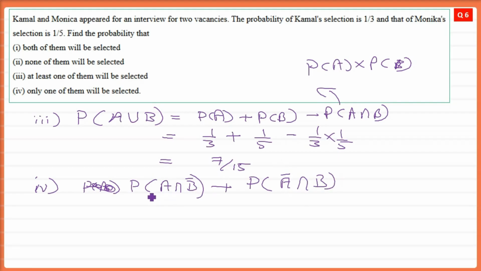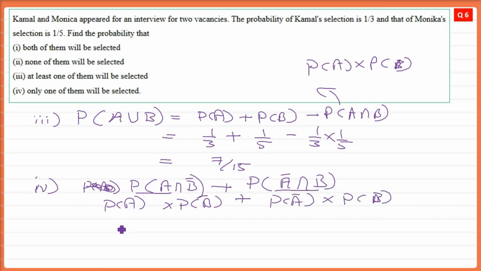Only one of them. Now these are independent events. So you can just write P(A intersection B bar) as P(A) multiplied by P(B bar). And for the second case, it will be P(A bar) multiplied by P(B). P(A) is already given in the question, 1 by 3. P(B bar) we have already computed, it's 4 by 5. P(A bar) we have already computed, 1 minus 1 by 3, 2 by 3. And P(B) was 1 by 5, already given in the question. So just write 1 by 5. So the final result will be 2 divided by 5. This is the final probability.